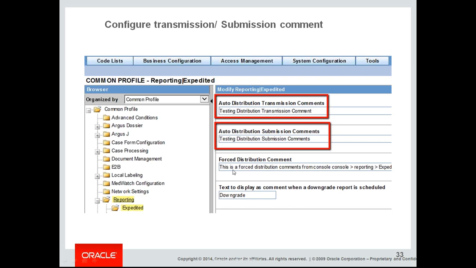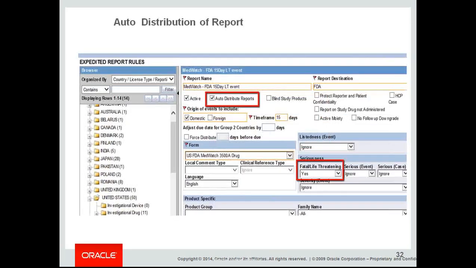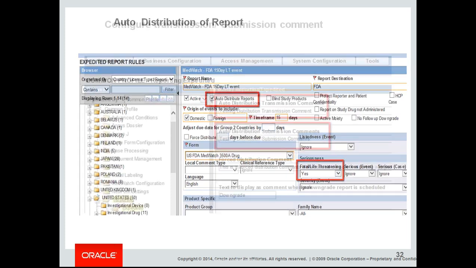Now there is a force distribution comment. This is the force distribution comment. It is used when there's another checkbox, force distribute, that you see on the screen. That means force distribute 2 days before the due date. So even if the case is in an unlocked state, the application is smart enough to check if the due date has reached, and then the application is going to lock the case, transmit the report, and then unlock the case. So you have to enter the force distribution comment.